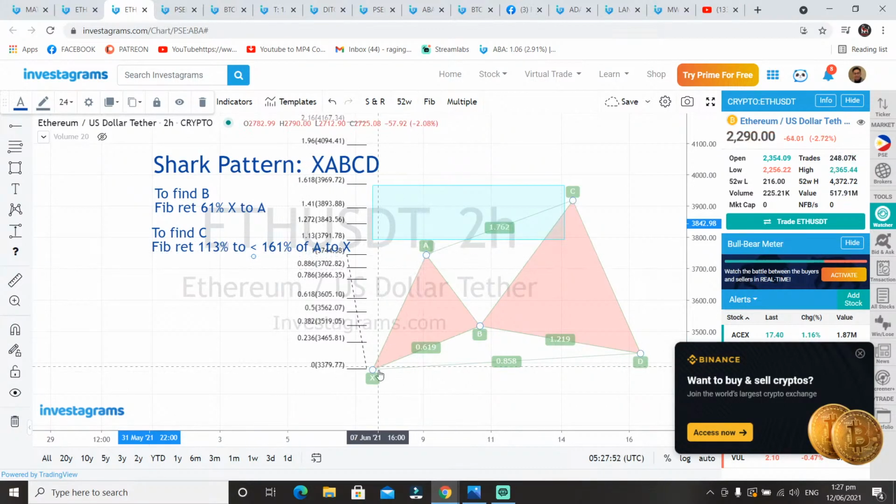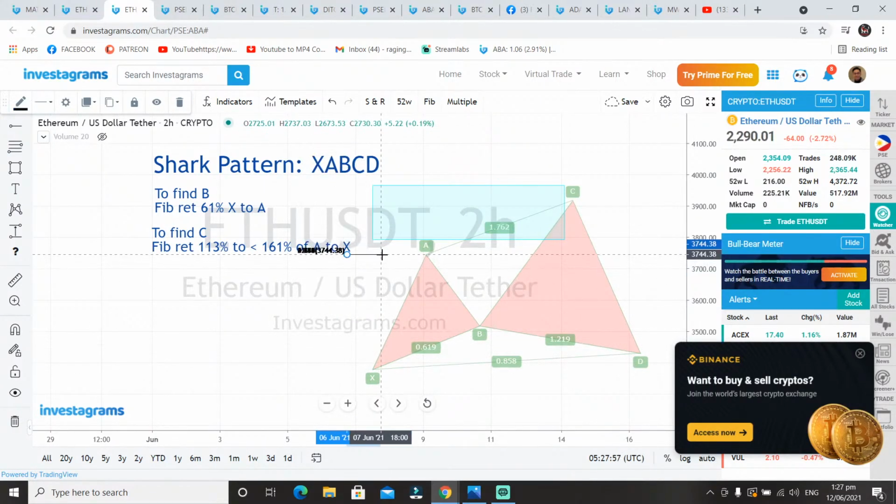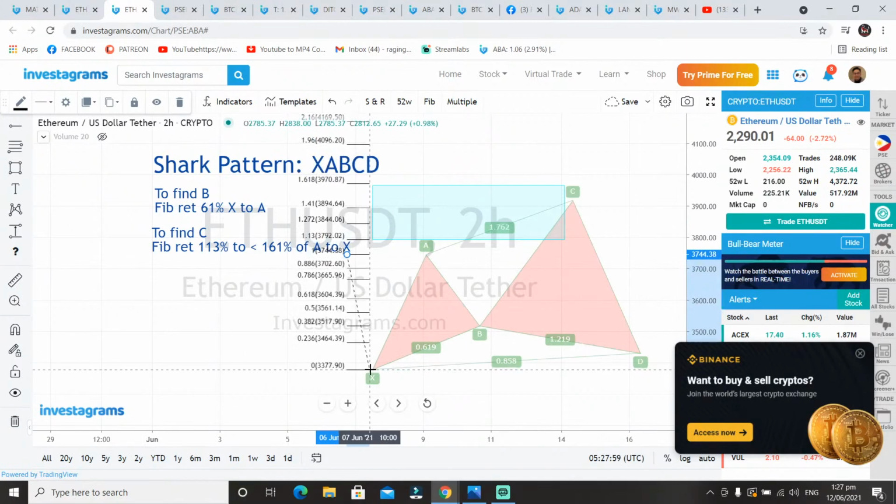So A to X again. So we have a measurement from A, then going to X. It should not be more than 161. Okay.